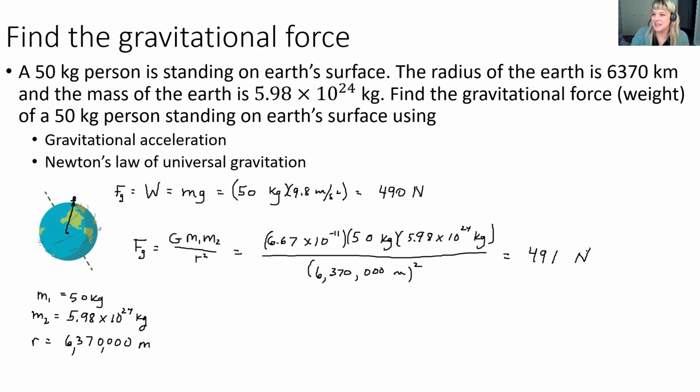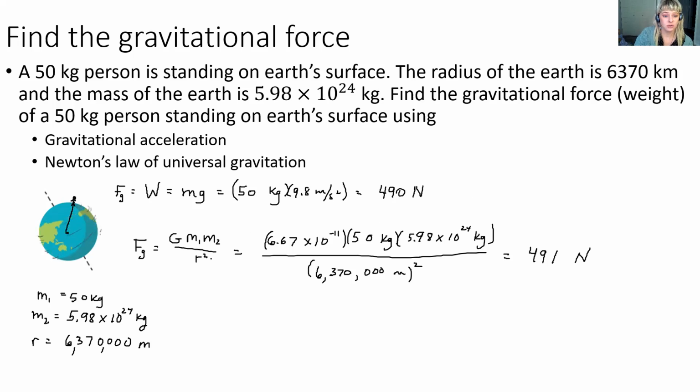That's a relief, because whether I use gravitational acceleration to find the person's weight, or if I use the law of universal gravitation to find the person's weight, I should get the same thing. Both of these is the force of the Earth acting on the person, right? The gravitational force of the Earth acting on that person. It's 490 newtons.